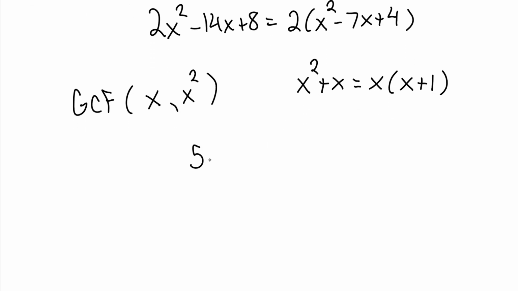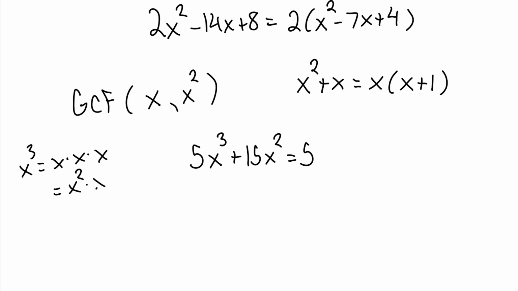Maybe we combine them now. What if we have 5x to the third plus 15x squared? Now we can take a 5 out of both of the numbers, and we can also take an x squared out of both of these, right? X cubed is equal to x times x, which is x squared times x. So there's an x squared in that x cubed term. So we can take an x squared out of it, and we'll be left with just that other x.